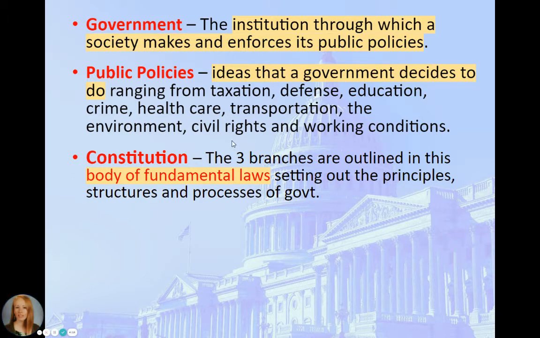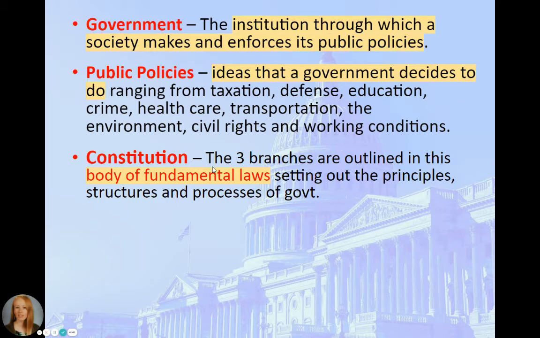Also transportation or civil rights or keeping our air clean through the environment, working conditions, saying that those of you who are trying to get a job or have a job that your company has that you are wanting to work for or do work for, they have to make sure that you're being paid a minimum wage, and also that they are keeping with standards that will keep you safe while you're working there.